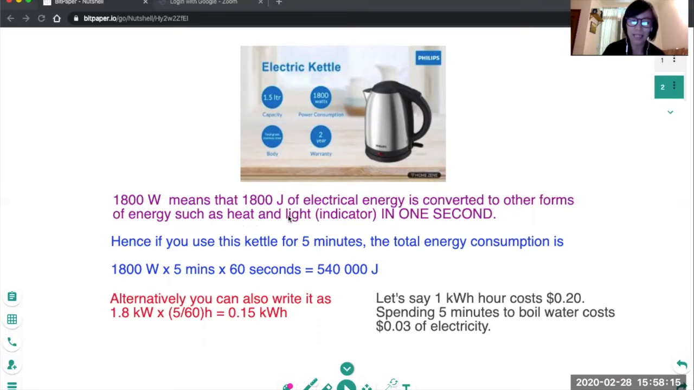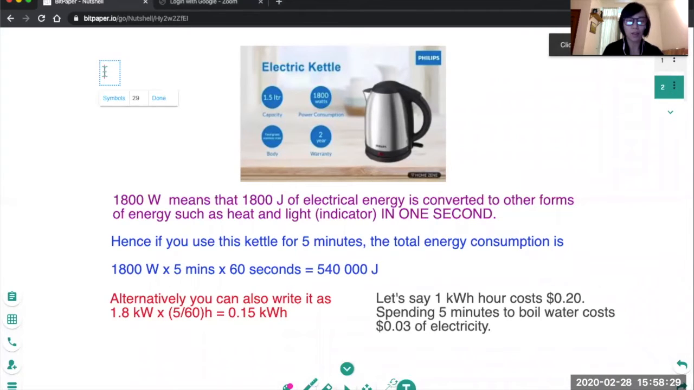heat and light. Light, just because there's an indicator here. Some kettles may be a bit fanciful with lights, so it may be light as well. And all this in 1 second. Therefore, we can say that 1,800 watts is actually 1,800 joules per second.